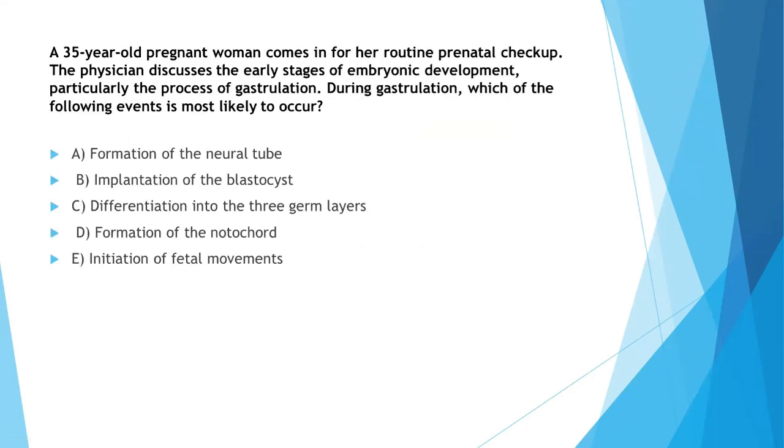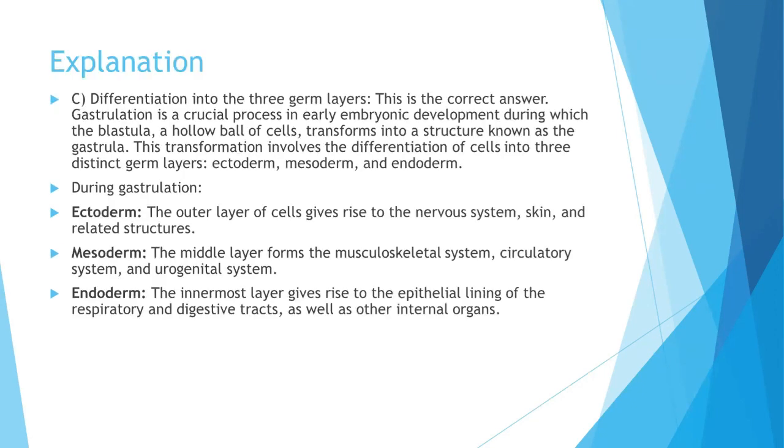Now, during gastrulation, which of the following events is most likely to occur? A 35-year-old pregnant woman comes in for her routine prenatal checkup. The physician discusses the early stage of embryonic development, particularly the process of gastrulation. Now, during gastrulation, which of the following events is most likely to occur? The formation of the neural tube, implantation of the blastocyst, differentiation into three germ layers, formation of the notochord, or initiation of fetal movements. So differentiation into three germ layers. This is the correct answer.